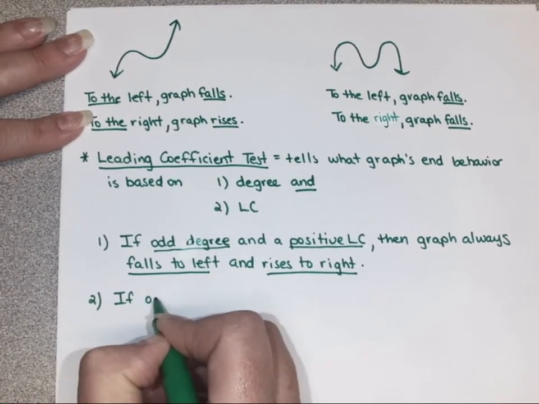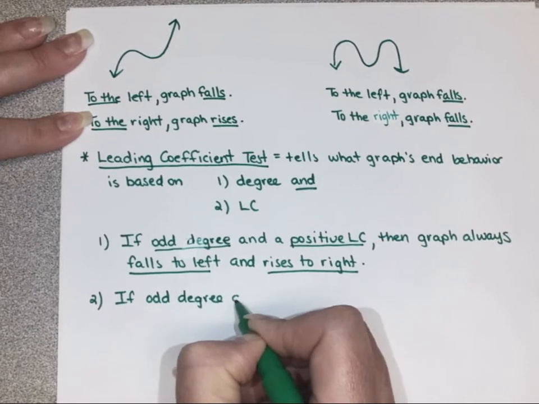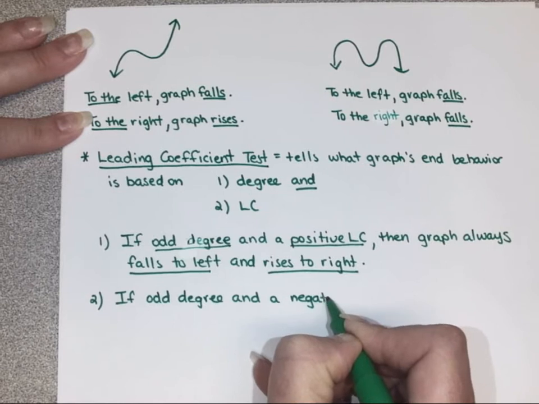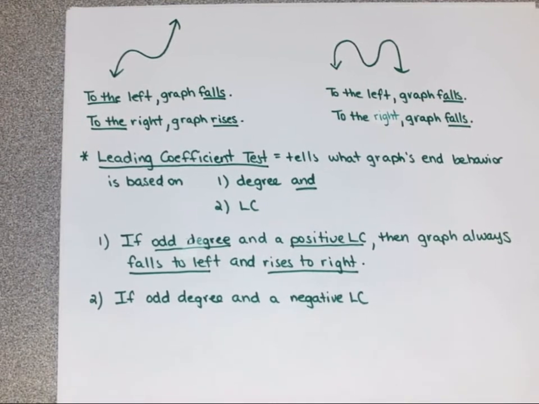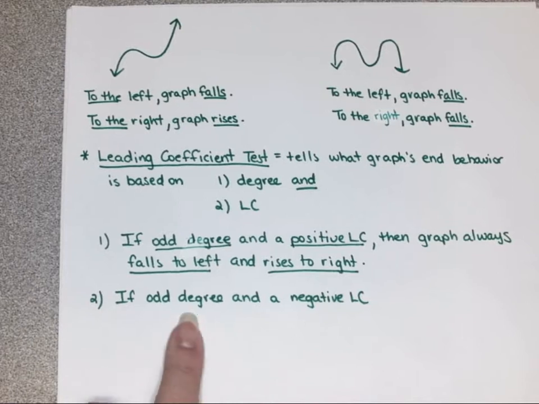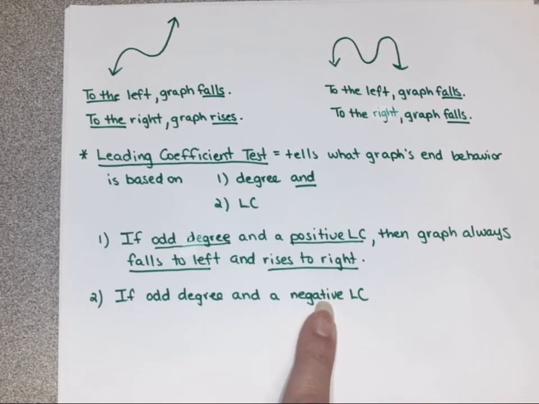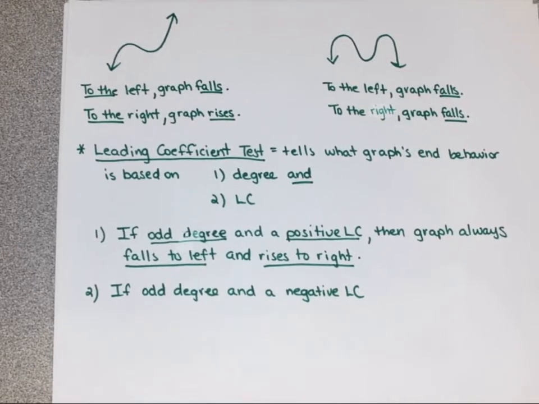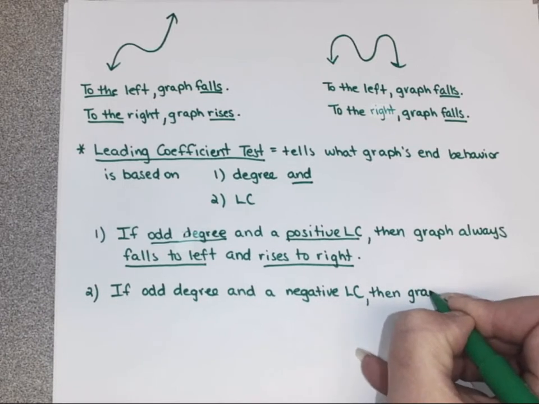All right, so we can also have an odd degree and a negative leading coefficient. So I'm going to stop there for a minute. What do you think happens when I do the same degree but I change it to a negative? It's going to change direction, right? It's going to be opposite of what we said in the first one, right? So if you know the first rule, then you kind of get the second rule for free.